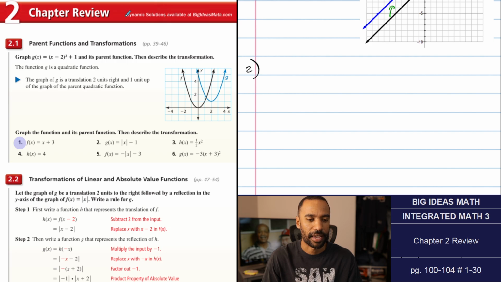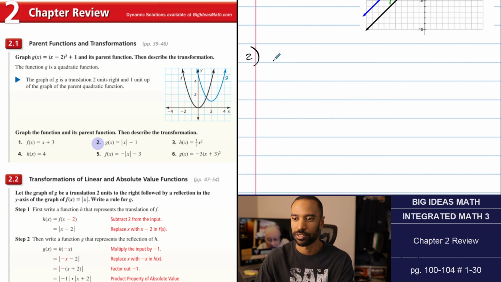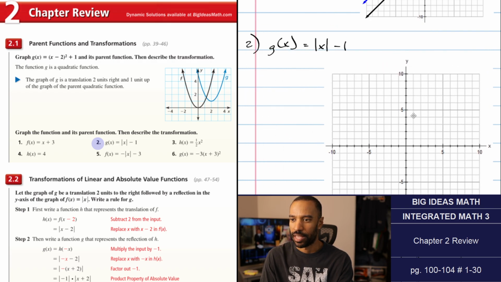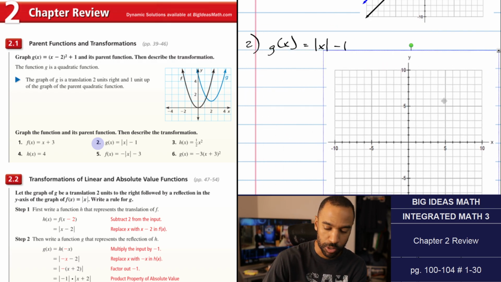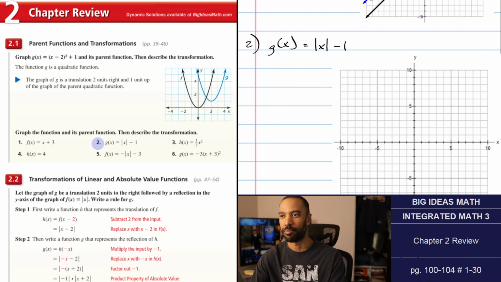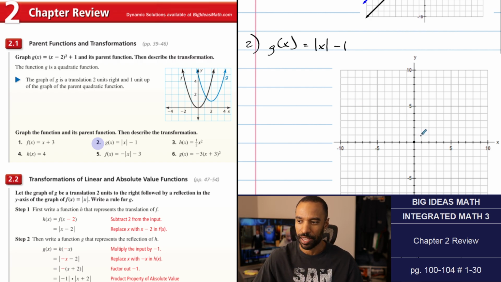Number two, we have g of x equals absolute value of x minus 1. And once again, there's a simple single transformation taking place. So let's check out what that is. Okay. So the original parent function for this belongs in the absolute value family. And I note when I say the word family, I'm realizing there's a parent function in the family, and the parent function is y equals absolute value of x.